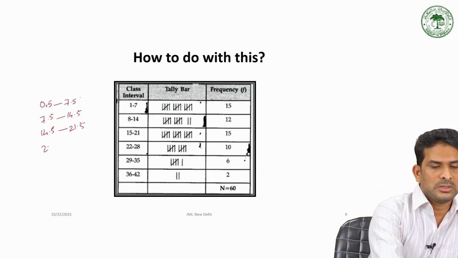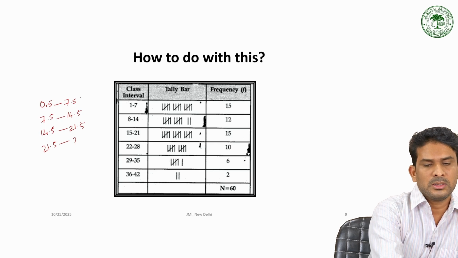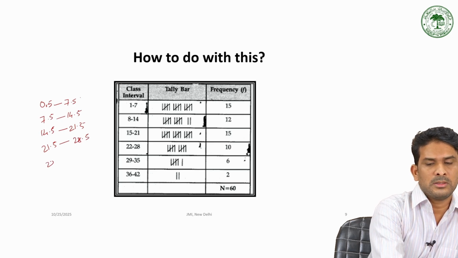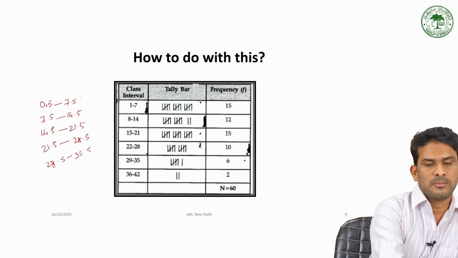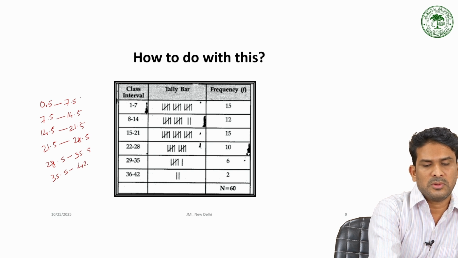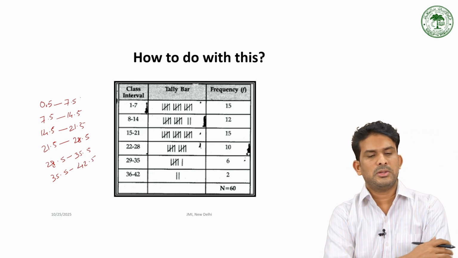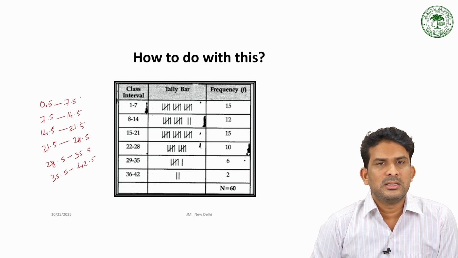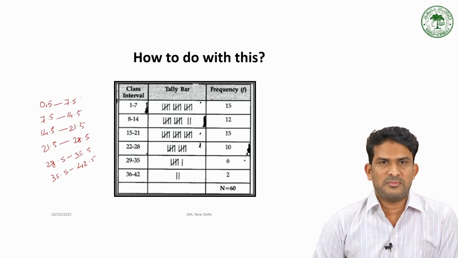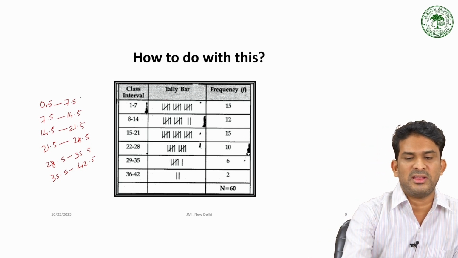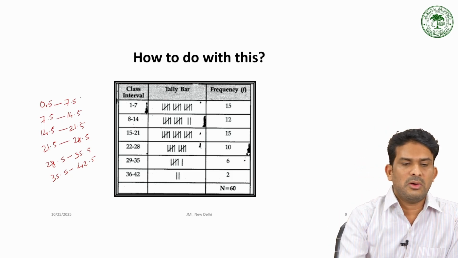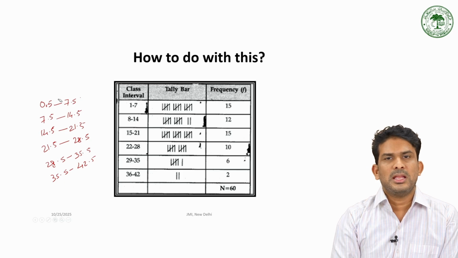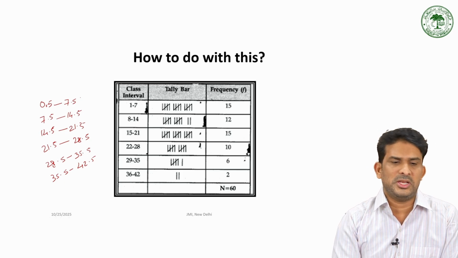Again, 21.5, 28.5, 28.5, 35.5, 35.5, 42.5. Okay, you got it. This way I have to make the distribution exclusive. So here inclusive means 1 and 7 will come in the same class, 8 and 14 will come in the same class. Now here it is very clear. For the time being I have just mentioned this to you.